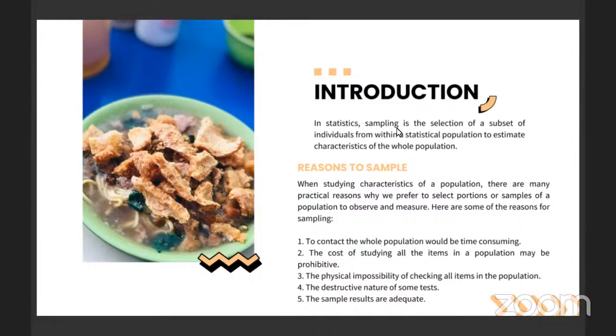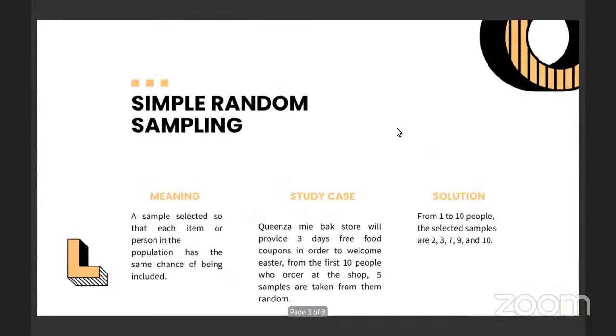The first one is that contacting the whole population would be time consuming. The second one is that the cost of studying all the items in a population may be prohibitive. And the physical impossibility of checking all items in the population, the destructive nature of some tests, and the sample results are adequate. Next.